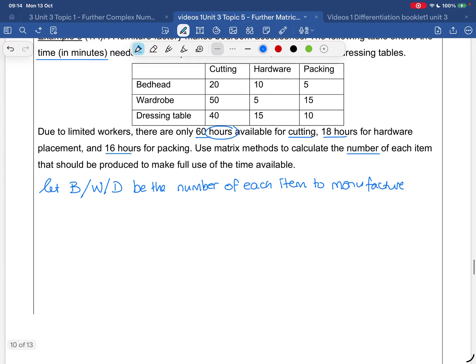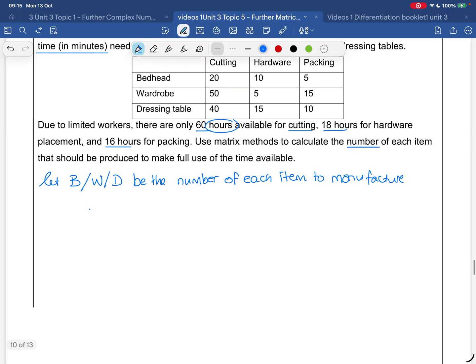So let's look at our total cutting time. I'm going to need 20 minutes for each bed head, 50 minutes for each wardrobe, and 40 minutes for each dressing table, and I've got a total of 60 hours. So my first equation would be 20B plus 50W plus 40D has to equal my 60 hours, and I'm turning everything into minutes.